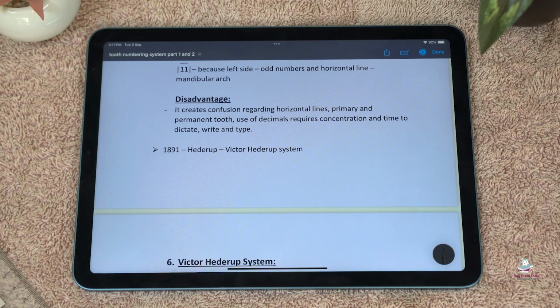The disadvantages are that it creates confusion regarding horizontal lines, primary and permanent teeth, and use of decimals. These all require concentration and time to dictate, write and type.